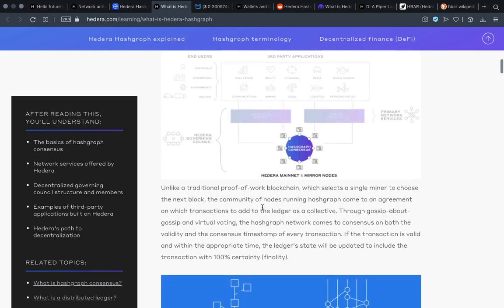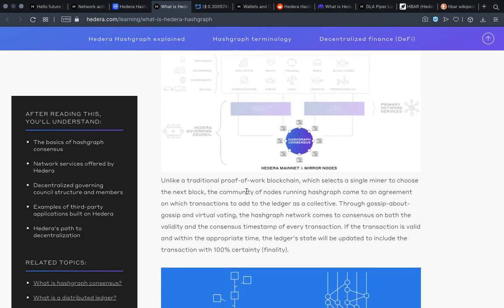Unlike traditional proof-of-work blockchains which select a single miner to choose the next block, the community of nodes running Hashgraph come to an agreement on which transactions to add to the ledger as a collective. Through gossip about gossip and virtual voting, the Hashgraph network comes to consensus on both the validity and the consensus timestamp of every transaction. If the transaction is valid and within the appropriate time, the ledger state will be updated to include the transaction with 100% certainty.